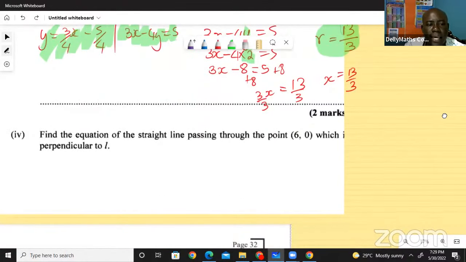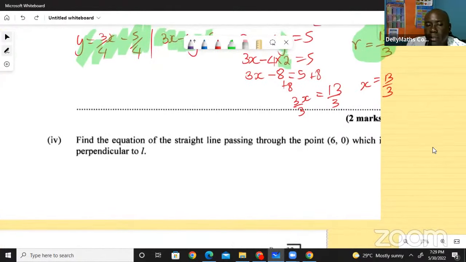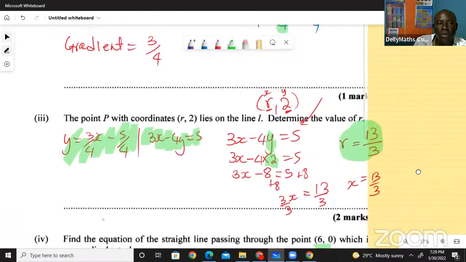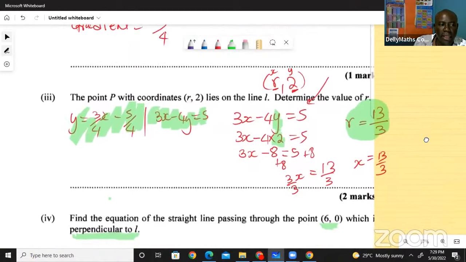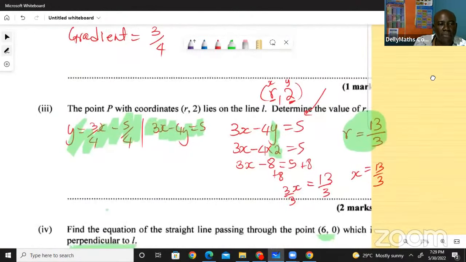The next question says, find the equation of the straight line passing through the point 6, 0, which is perpendicular to L. All right, now let's go and look at this idea. If it is perpendicular to L, you need to see L. L is that same thing that we found earlier.